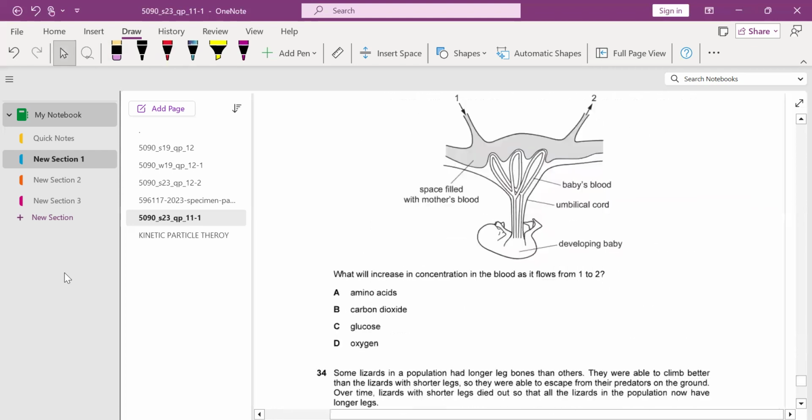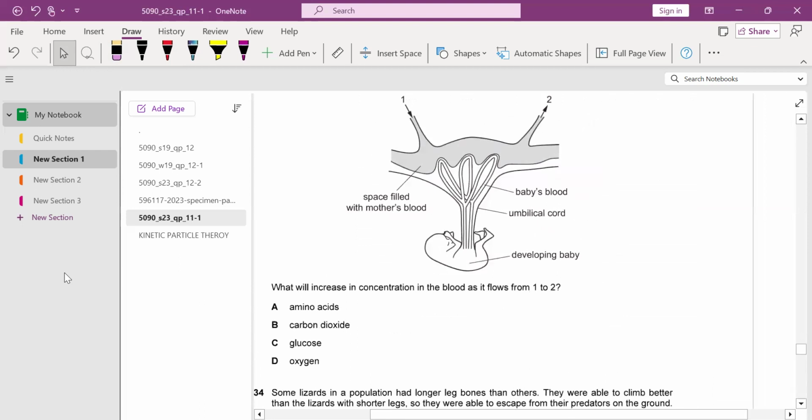So let's read out the options. Option A is amino acids. No. Option B is carbon dioxide. Yes, the carbon dioxide concentration will increase as the blood passes from 1 to 2.